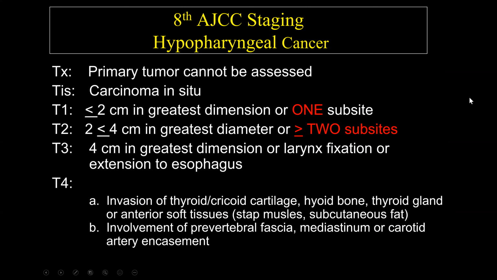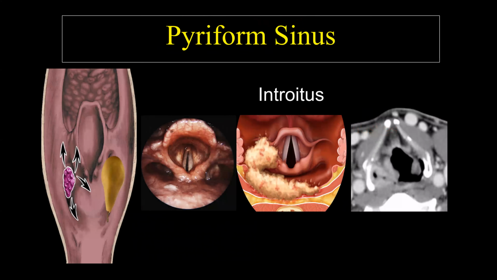So our goal really is to identify information that's going to change how these patients are treated, and one of these has to do with the stage. When we look at T1 to T3, T1 is less than 2, T2 is 2 to 4, and T3 is greater than 4. However, T1 is also limited to one site, and T2 is greater than or equal to 2 subsites. So this is some of the information that we need to present on imaging.